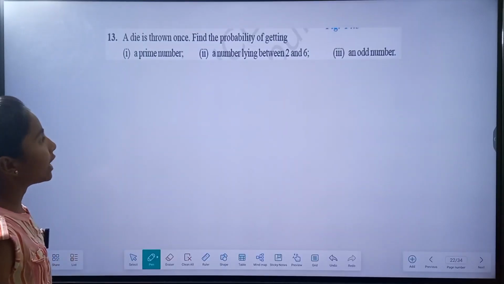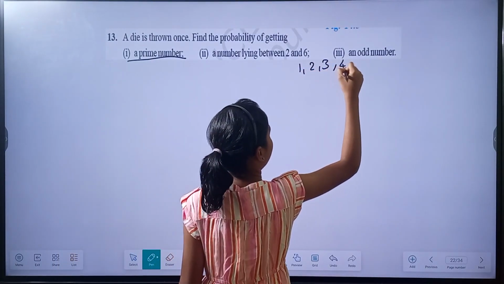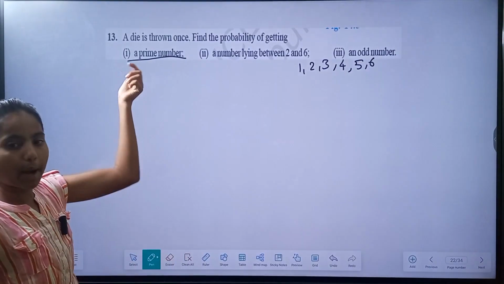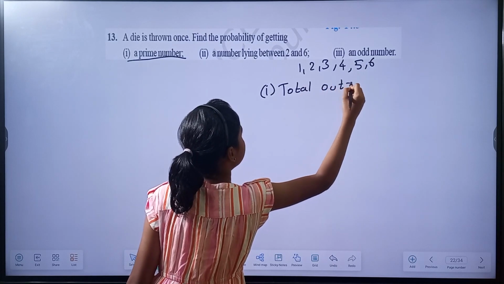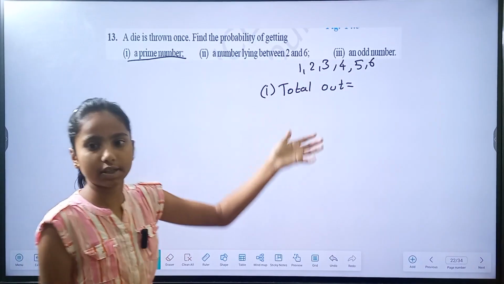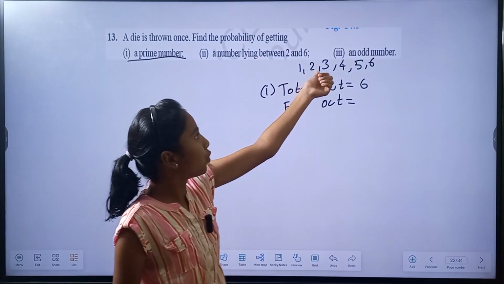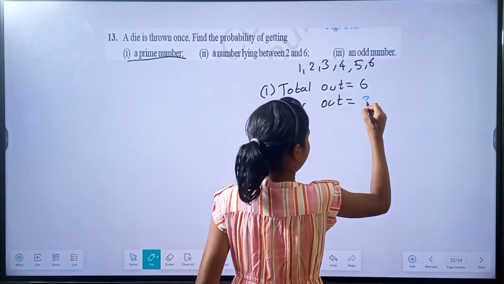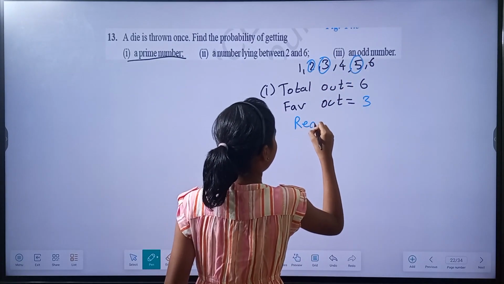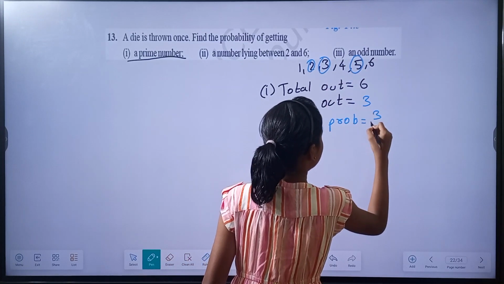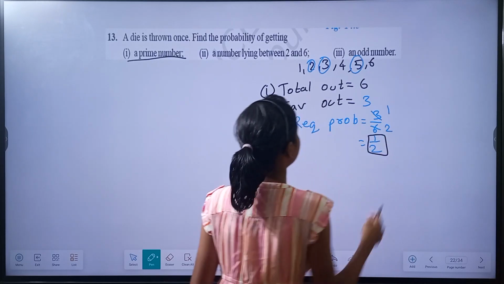A die is thrown once. Find the probability of getting a prime number. So a die has numbers 1, 2, 3, 4, 5, and 6. Now, getting a prime number. First, let us write the total outcomes. We have 6 numbers, and any number can be rolled, so it has 6 ways. Favorable outcomes: we have a prime number. Only 2, 3, and 5 are prime numbers. So we have 3 ways for that. The required probability is 3/6, which by simplifying is 1/2.